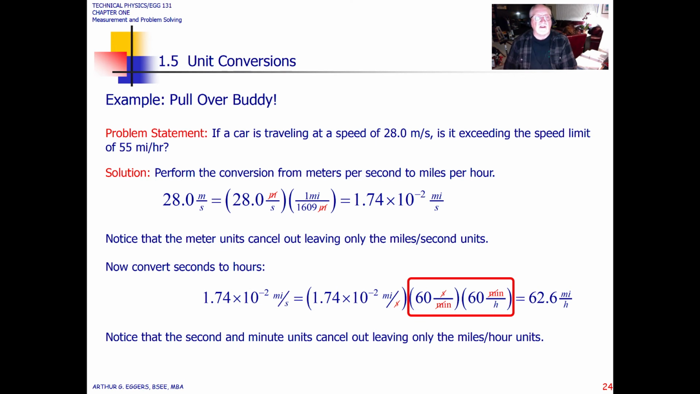Now let's convert seconds to hours. So 1.74 times 10 to the minus 2 miles per second is equal to that value times the first conversion factor, 60 seconds in a minute, times the second conversion factor, 60 minutes in an hour. And now when we multiply through, 60 times 60 times 1.74 times 10 to the minus 2, we get 62.6 miles per hour. So we can see that 28 meters per second does in fact exceed the speed limit. Notice that the second and minute units canceled out, leaving only miles per hour.